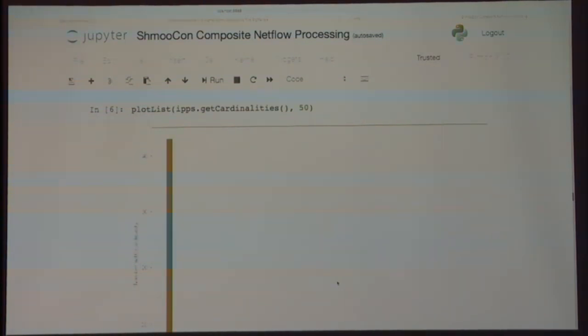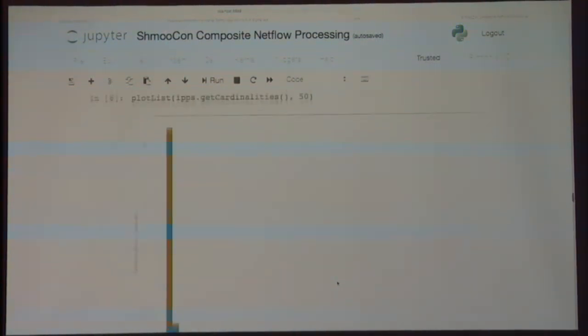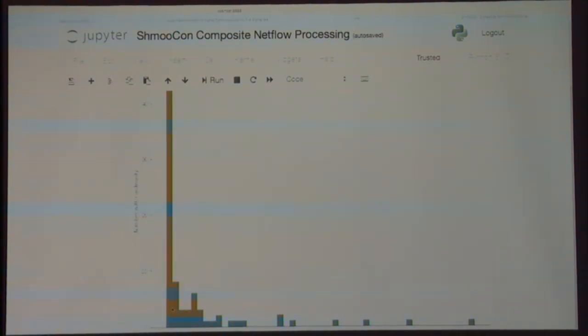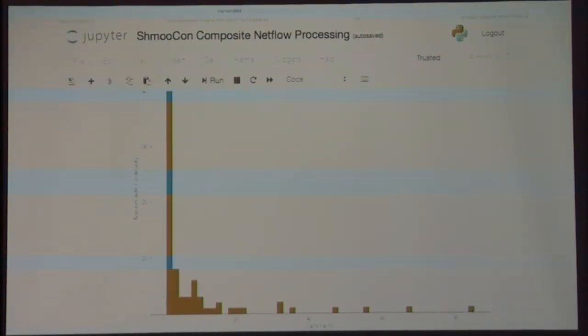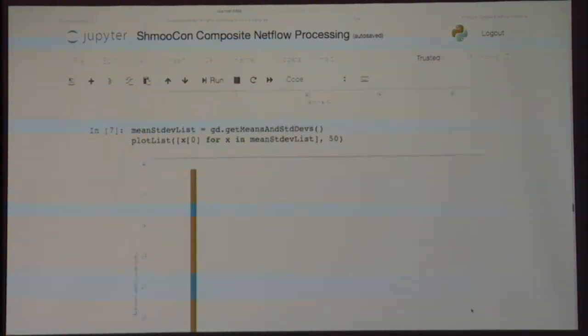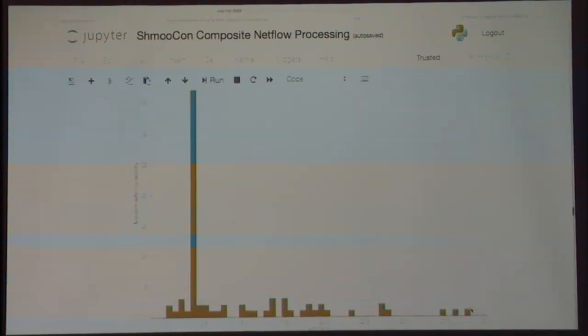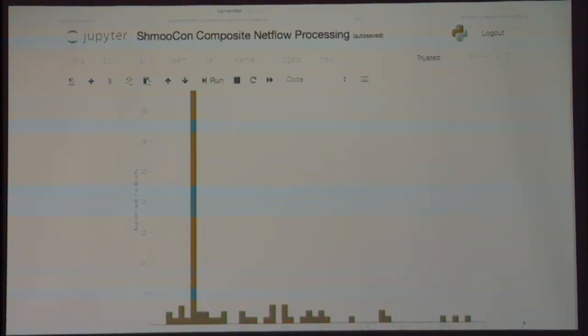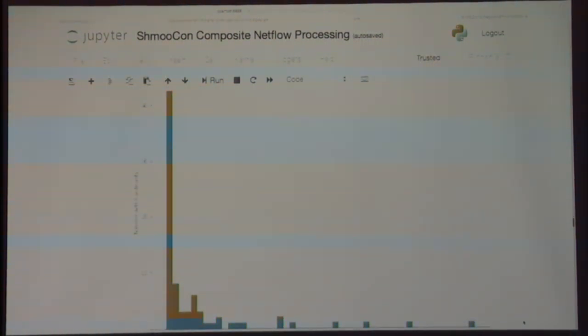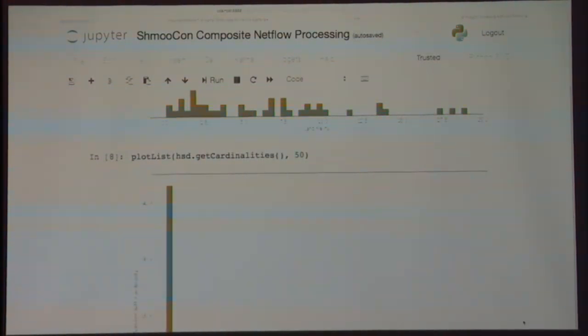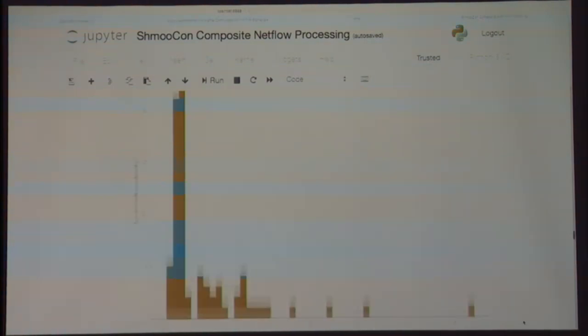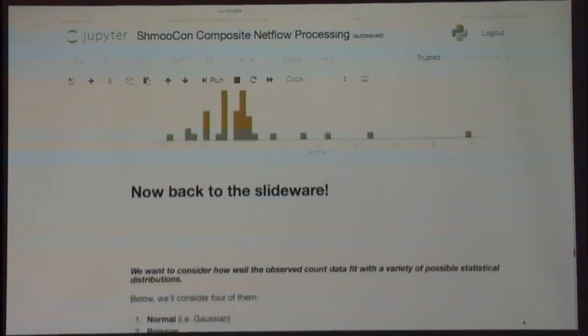So we can look at the IP port scanner cardinalities. So we see a lot of machines that have a very small number, and then one machine at least that has a lot of IP port combinations scanned. And we see the same sort of thing for the growth detector, the means and standard deviations. Again, most are very small, but there are some that are much larger. And the same thing with these others. They all basically have the same shape. And so now back to the slideware.